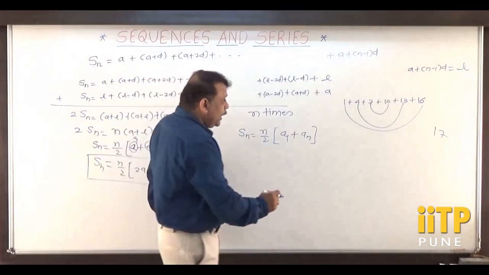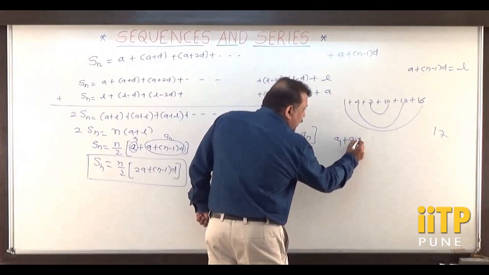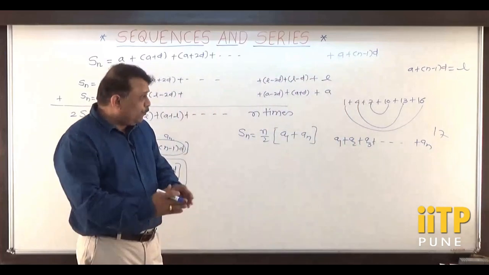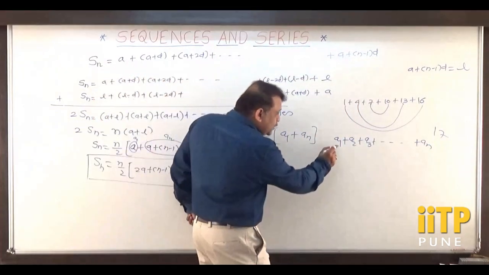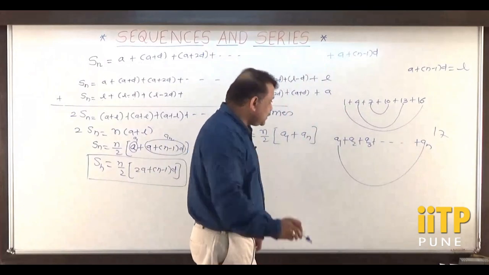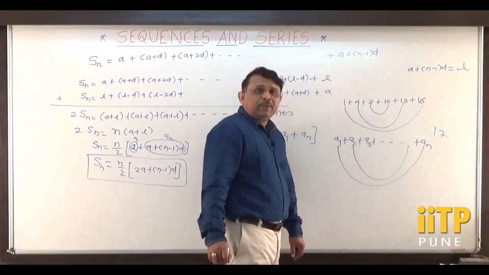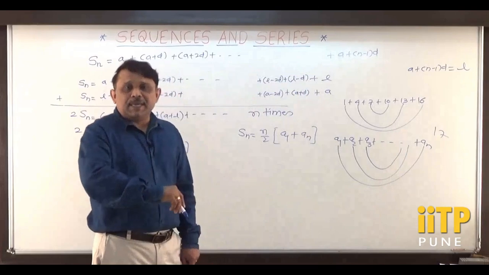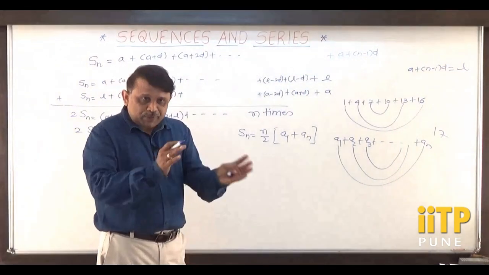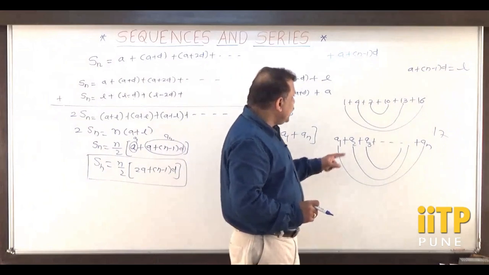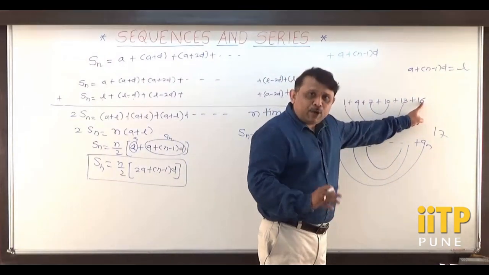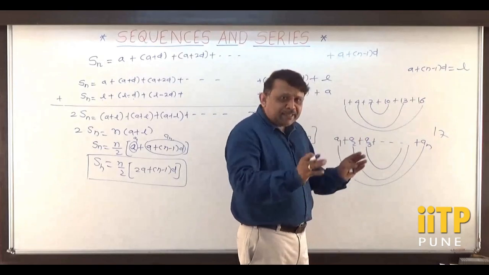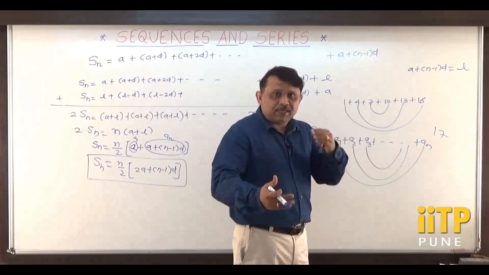So in general, if I write A1 plus A2 plus A3 plus dot dot dot plus AN, the sum of the first n terms of the sequence, then first term plus last term is the same as second term plus second last term, which is the same as third term plus third last term, the same as fourth plus fourth last term. This way it goes on and on. So here 1, 2, 3, 4, 5, 6, because an even number of terms are there, nothing is left because we are pairing first with last, second with second last, third with third last.